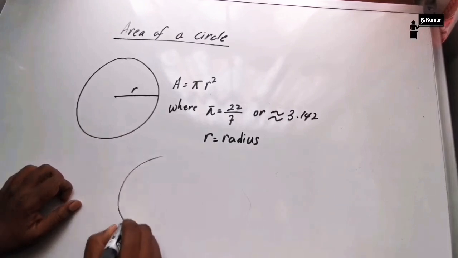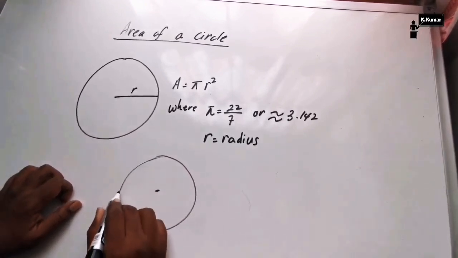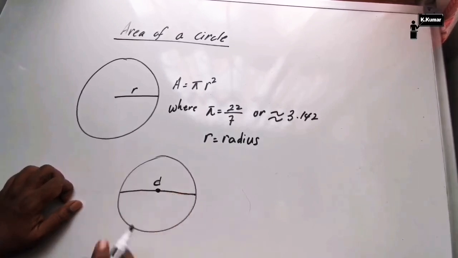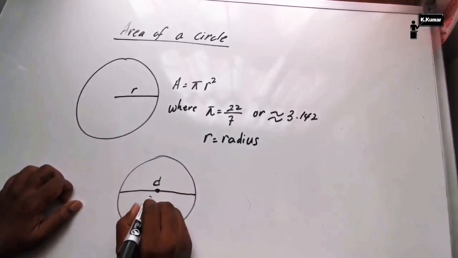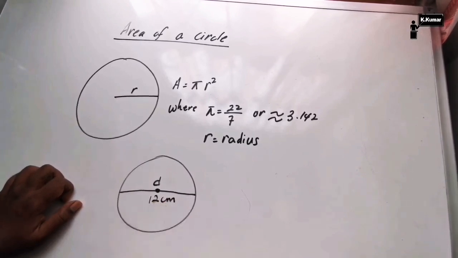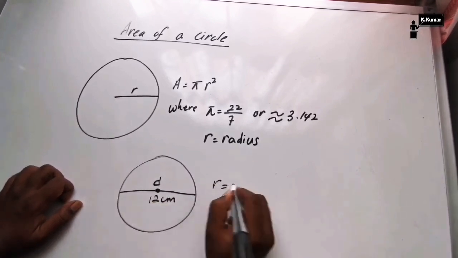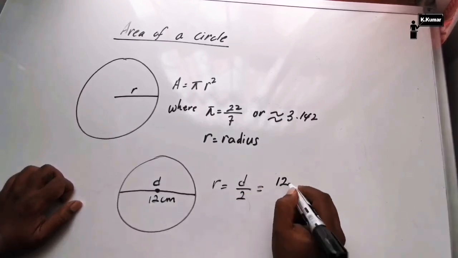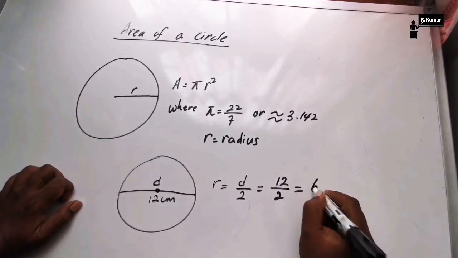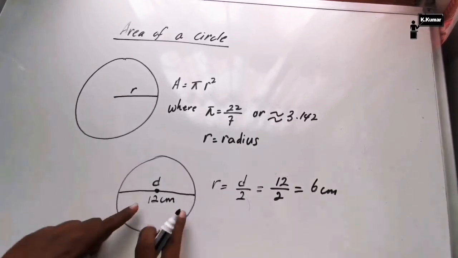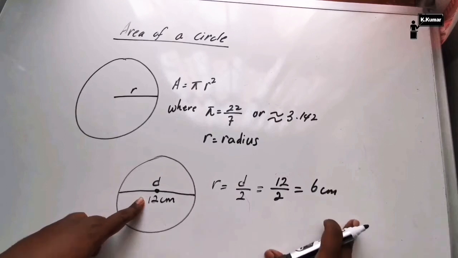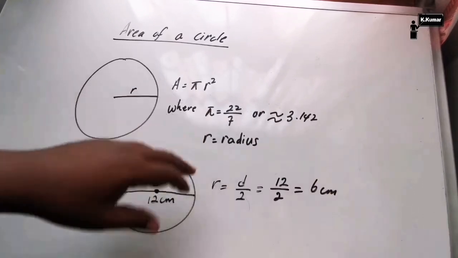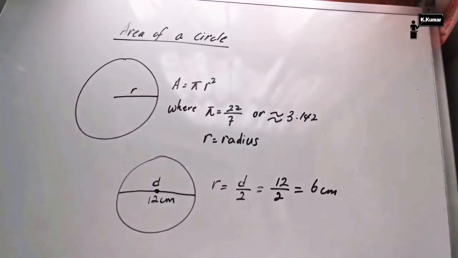So if you're given a question and they give you this entire length, which we know is the diameter, and let's say they give it as 12 cm, we know that the radius is the diameter divided by 2. So 12 divided by 2 gives me 6 cm. If they give you the diameter, you have to find the radius. But if they give you the radius, it's straightforward, and you just plug the radius into the formula.